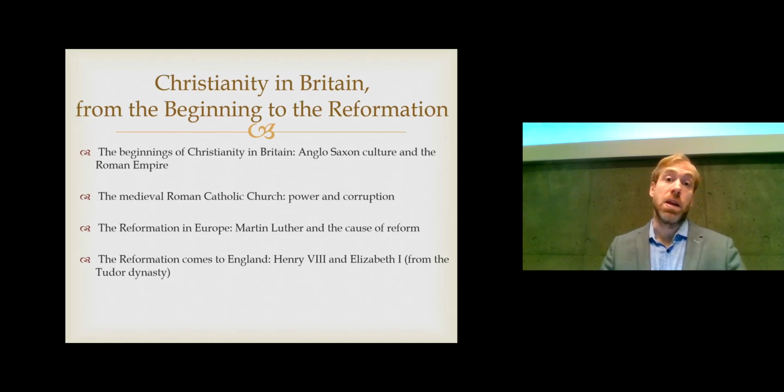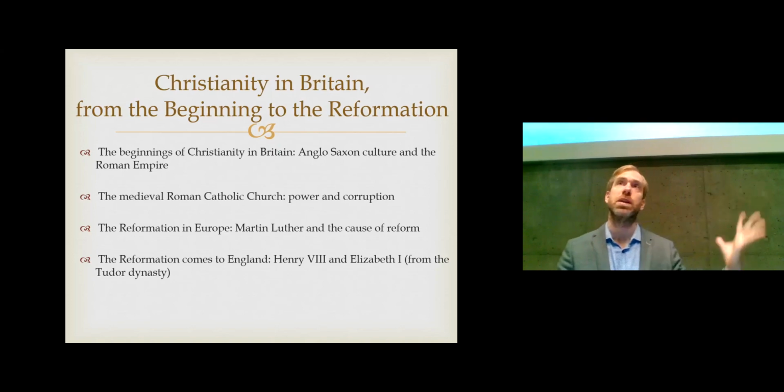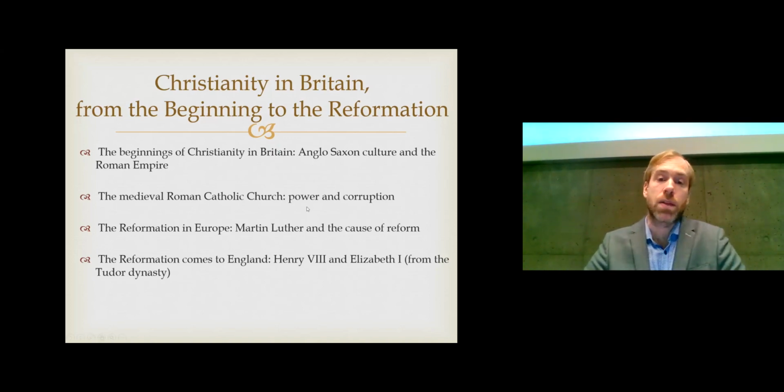So Christianity then. I mean, we talk about the Celtic religion in Britain. That's the precursor to Christianity. And you see what we're going to go through there. The narrative is going to take us from the beginnings of Christianity in Britain up through the Reformation. Hence the focus on the 1500s, because that's when the Reformation occurred. And that was one of the biggest events in the history of institutionalized religion. A couple topics: the beginnings of Christianity in Britain, Anglo-Saxon culture, and the Roman Empire, the medieval Roman Catholic Church, power and corruption, the Reformation, Martin Luther, and the Reformation comes to England.